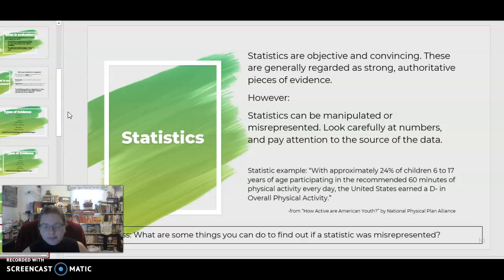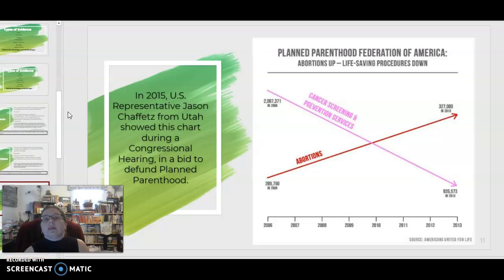This is an example of a statistic here with approximately 24% of children 6 to 17 years of age participating in the recommended 60 minutes. The United States earned a D- in overall physical activity. So that's a statistic. That is a percentage. And this one is fairly credible because it does tell you what the percentage was, who they were, what the sample was that they were evaluating, what exactly they were evaluating for.